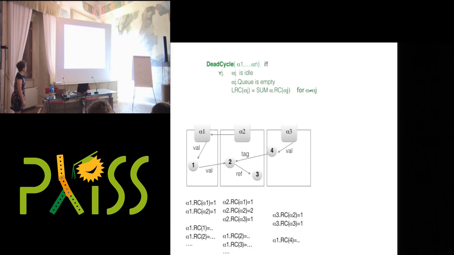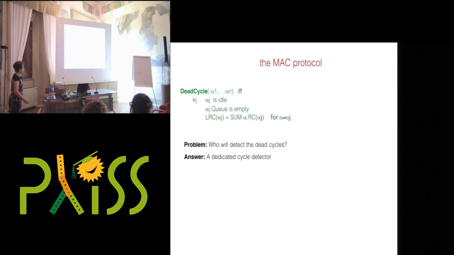So here is an example of a dead cycle, because the sum of the foreign reference counts is the same as the local reference count for each of them. Here one actor has a reference count of 2, and those 2 each have a reference count of 1. And there are no pending messages, they are idle, and therefore there is a dead cycle. So that's perfect. That's very, very nice.